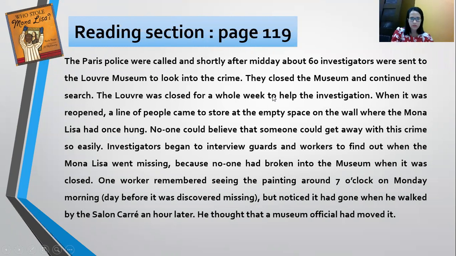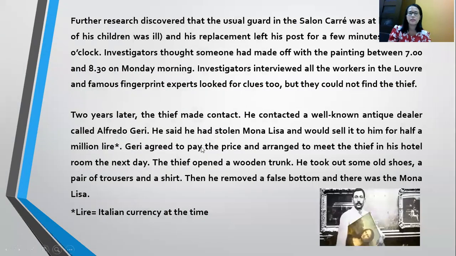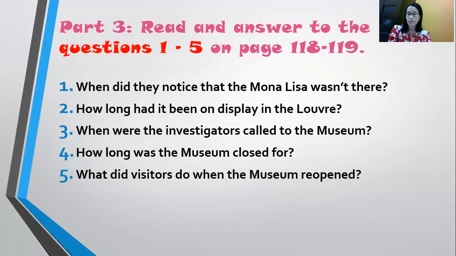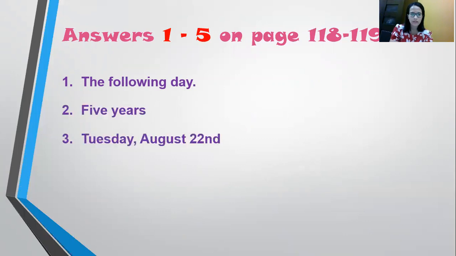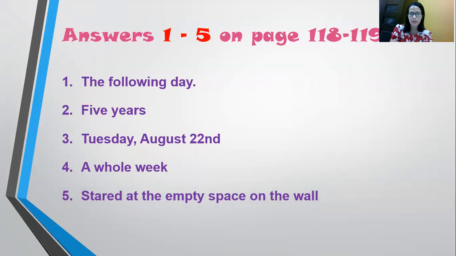Next, how long was the museum closed for? This one, the Louvre was closed for a whole week to help the investigation. And what did visitors do when the museum reopened? Yes, a line of people came to stare at the empty space on the wall where the Mona Lisa had once hung. Okay, do you have the same answers as I did? Yes, the following day, or maybe you can mention August 22. Yes, 5 years, Tuesday, August 22nd, and then a whole week, and then stare at the empty space on the wall.